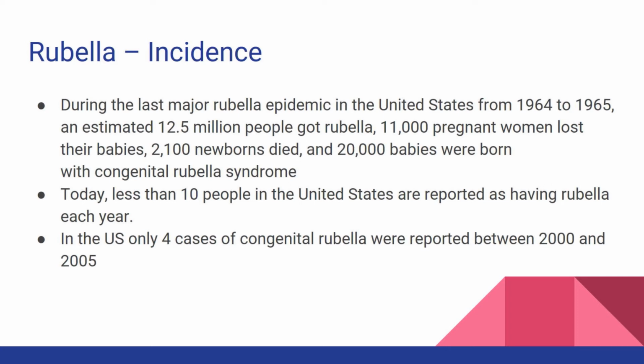Of note, today, fewer than 10 people in the U.S. are reported as having rubella each year. So this just highlights the importance of rubella vaccination. In the U.S., there were actually only 4 cases of congenital rubella between the years 2000 and 2005. And so again, it's highlighting how you've had significant improvement in neonatal disease secondary to vaccination.